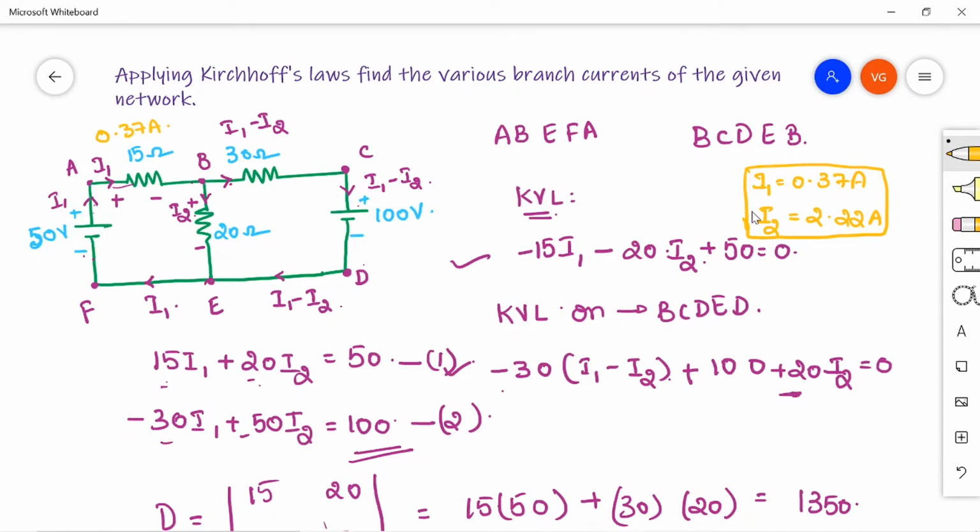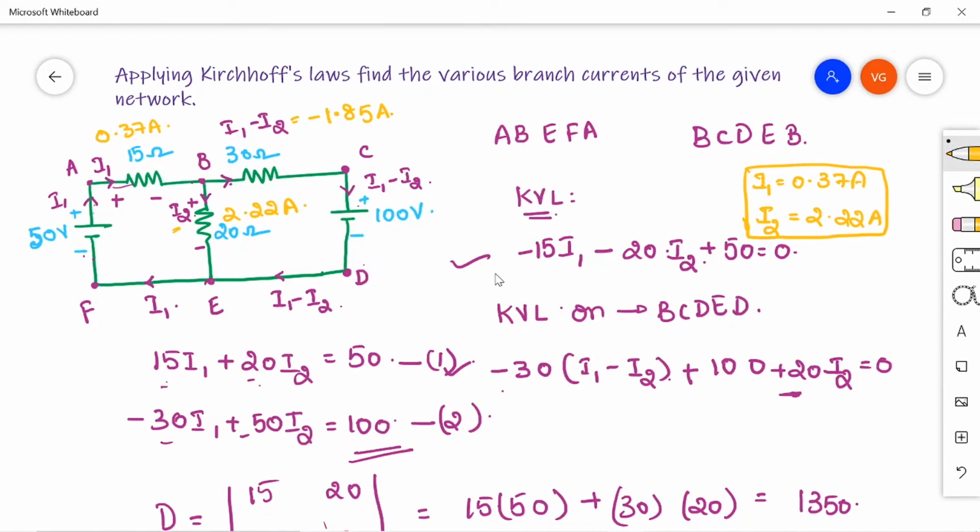Similarly, from node B, you have two branches, right? BC and BE. In the branch BC, the current is I1 minus I2, right? So I1 is 0.37 and I2 is 2.22. So I1 minus I2 value, I'll get it as minus 1.85 amperes. Similarly, here in this branch, I2 value is 2.22 amperes, right? So the remaining all are also same. I1 minus I2, that you can write the same current, minus 1.85, right?